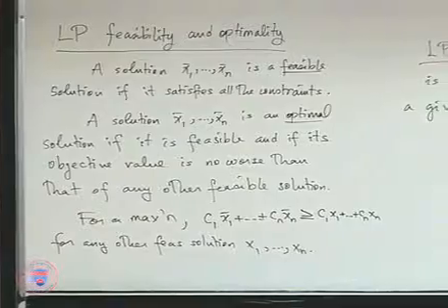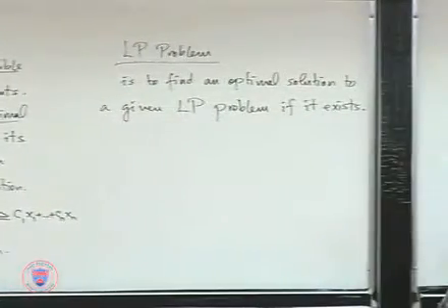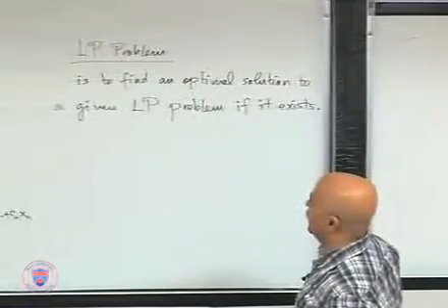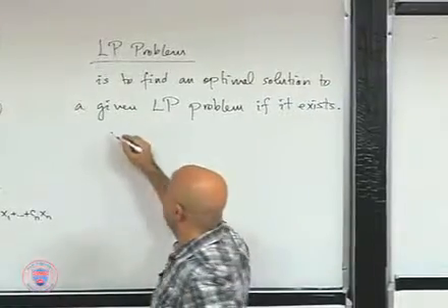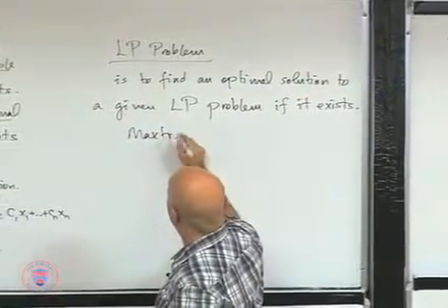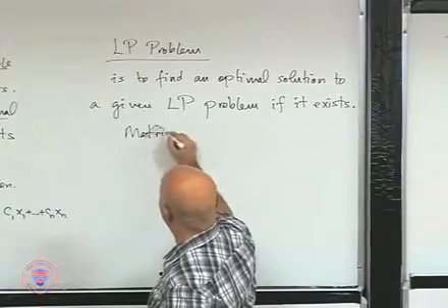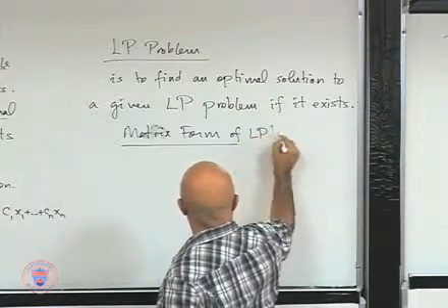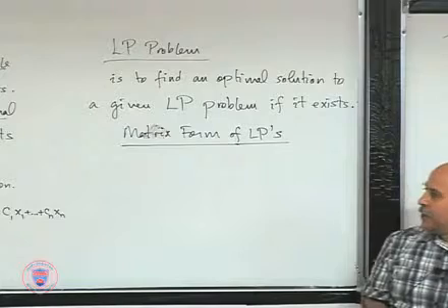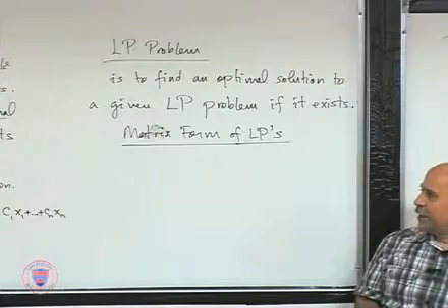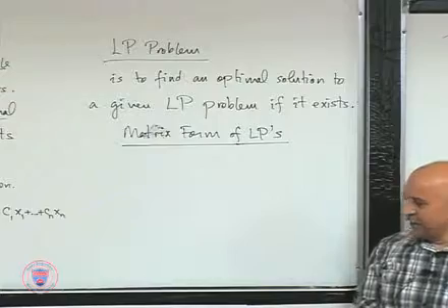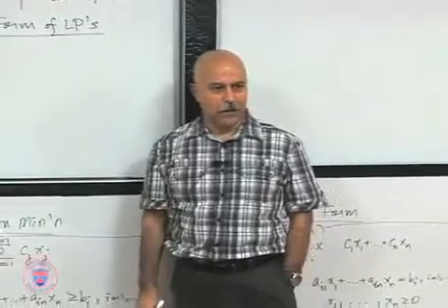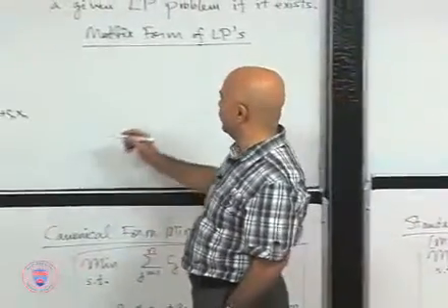Let's now go into the matrix version. Let me pick it up from here. The matrix form of linear programs. Why do we go into the matrix form? Because writing down all these expressions in long form is too much work. So people devise shorthand notation.